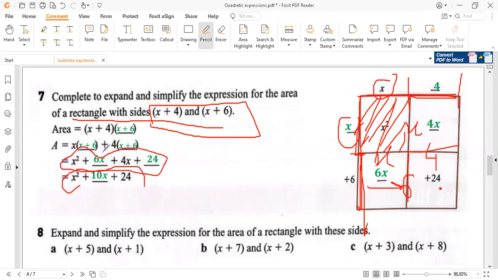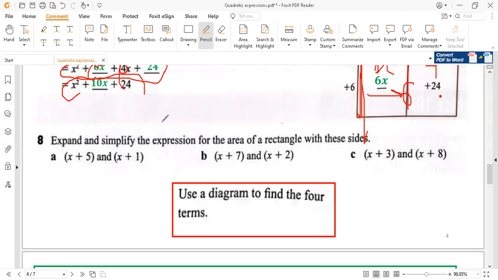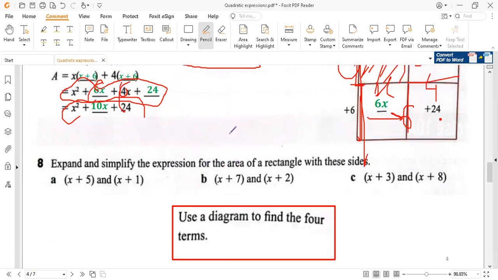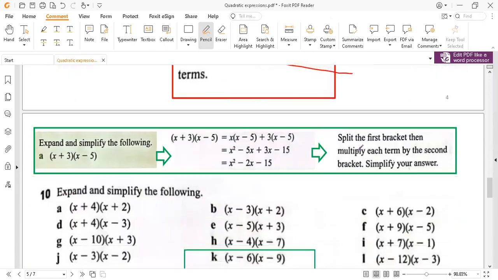Here, what are the like terms? 6x, 6x. The like terms are the terms with the same polynomial. We have an x, we have an x, so normally they are the same. We can combine them. 6 plus 6 is 10. 10 of what? 10x. And so, as I said before, using a diagram to ease your work is very, very advisable here.